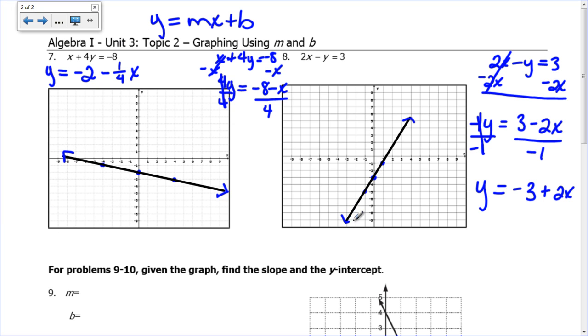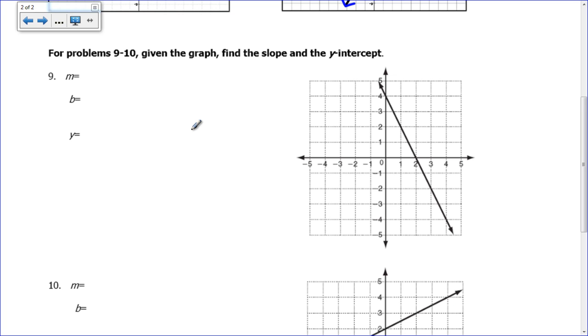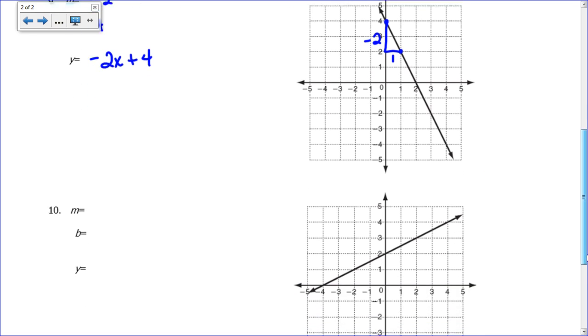You just find the slope, and you find the y-intercept, graph your y-intercept first, then use your slope to find another point. So 9 and 10 here say, given the graph, find the slope and the y-intercept, and then write the equation in slope-intercept form. Well, they gave you a picture. Right here is my y-intercept, so my y-intercept, or my b, is going to be 4. To find my slope, I need 2 pretty points. So here's another one, and then I would just count my rise over my run. So I went down 2 over 1, so my slope is -2 over 1, or just -2. So in slope-intercept form, this becomes -2x plus 4. That's the equation of that line.